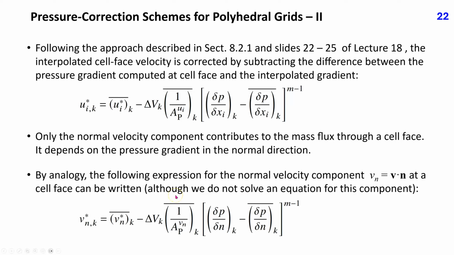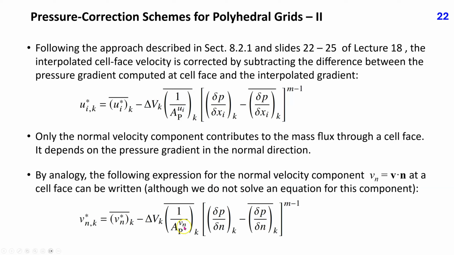Therefore, by analogy, the following expression for the normal velocity component Vn, equal to the scalar product of velocity vector v and unit vector n at the cell face, can be written, although we do not solve an equation for this component. The coefficient on the main diagonal is usually the same for all three Cartesian components, so we can assume that it would be the same if the coordinate system was rotated so that x corresponds to n.